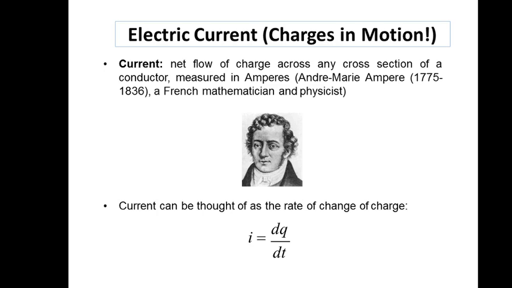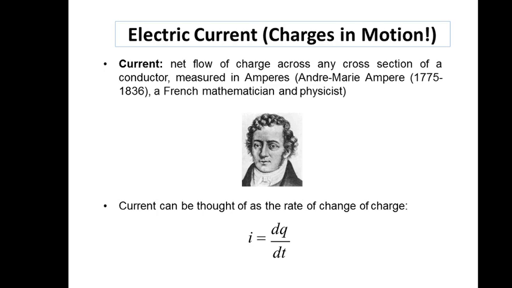Now we'll go for the basics, that is, purely electrical components. We can use electrical units, current, voltage, and these things we'll discuss now. What is the current? Electric current. Sometimes you can say charges in motion. So current is the net flow of charge across any cross section of a conductor.